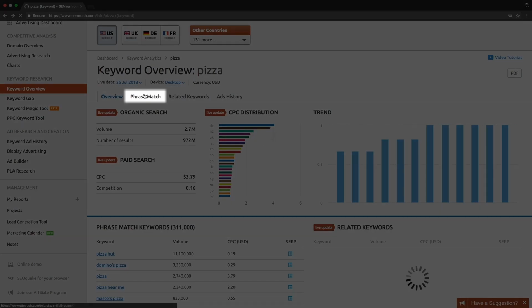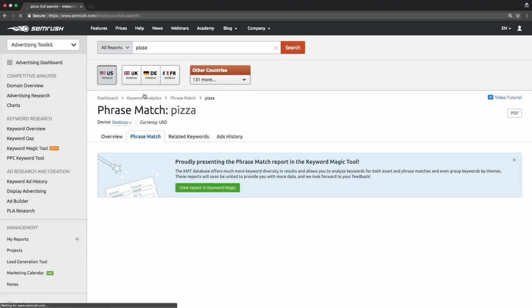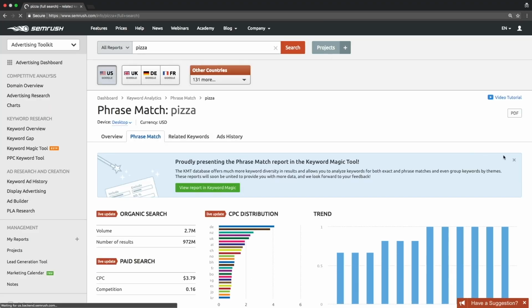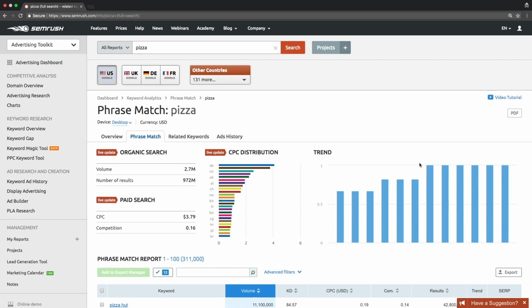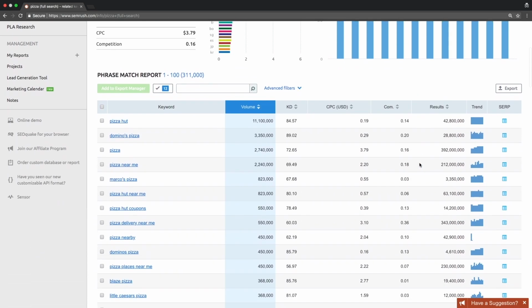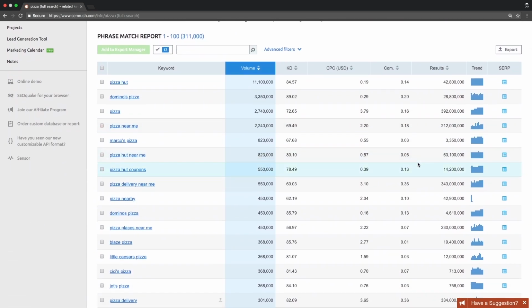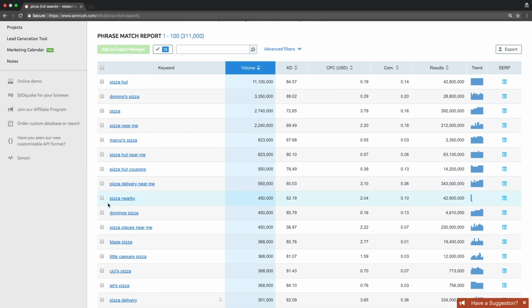Moving on, check out the Phrase Match report, where you will see the list of the keywords containing the initial one. Analyzing this list, you can discover longer keywords to target in your paid campaigns. The main goal of our research is to find long-tail keywords with the highest volume possible and the lowest CPC or competitive density. Using such terms will affect your campaign's return on investment in a positive way.